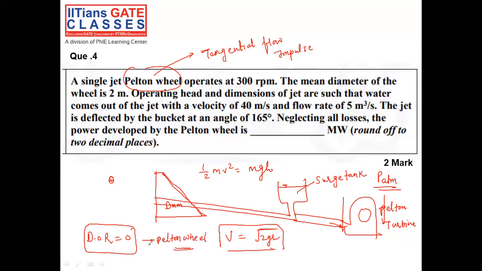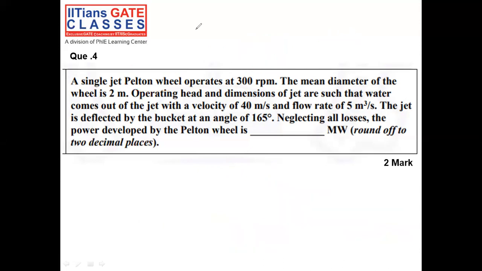Of course, the question has not been started. I'm just telling the basic overview of Pelton wheel, tangential flow impulse turbine. Now coming to the question and coming to the data. What are the data they have given?